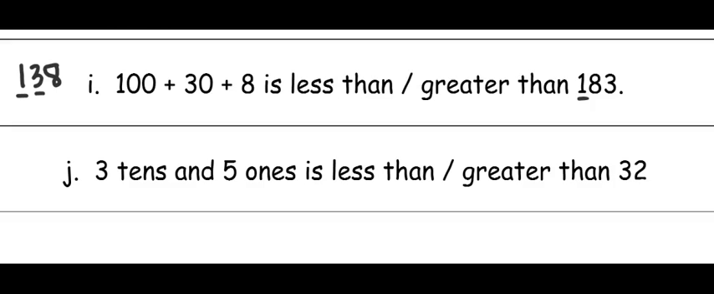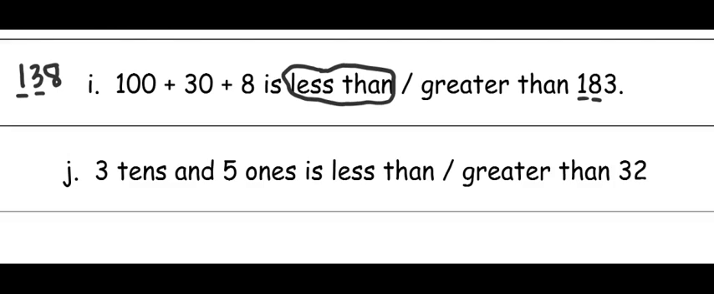So I'll move to the tens place. In the first number, I have 3 tens. In the second number, I have 8 tens. That 8 tens in my second number automatically makes that the larger number. So we'll say that 100 plus 30 plus 8 is less than 183.